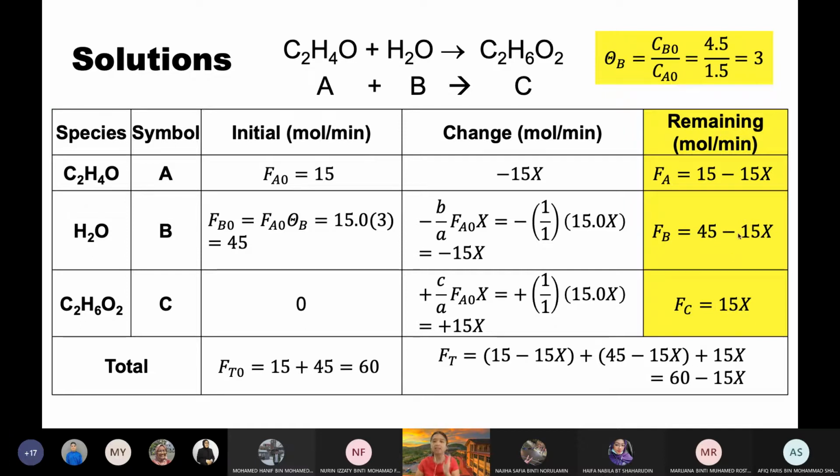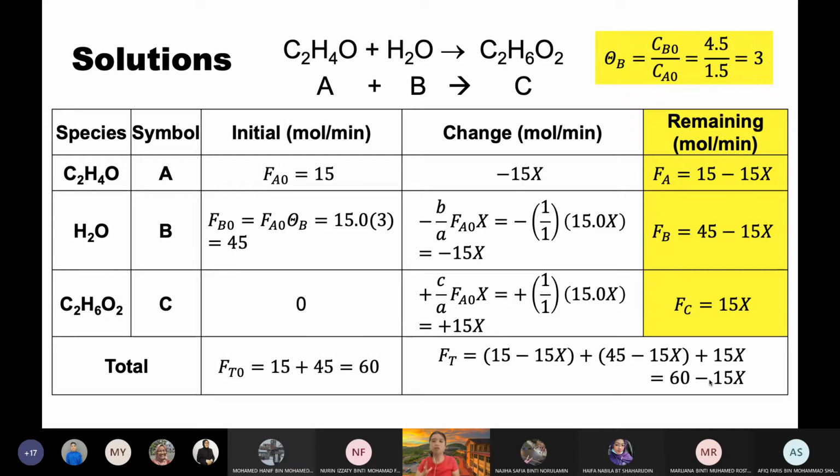Then I will add the X. So it becomes negative 15X plus negative 15X. You get negative 30X. By right, right? Minus 15X plus another minus 15X. You get minus 30X. Minus 30X plus 15X, you get minus 15X. So again, minus 30X plus 15X, you get minus 15X. So now your total remaining is 60 minus 15X. Done. So the entire table is done.